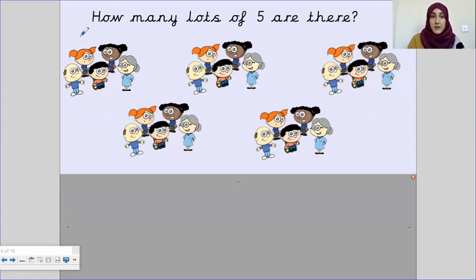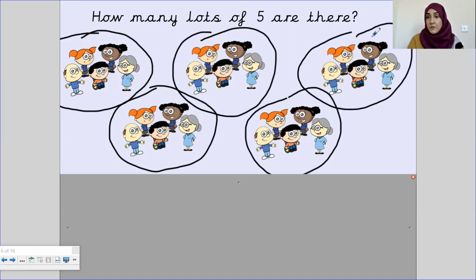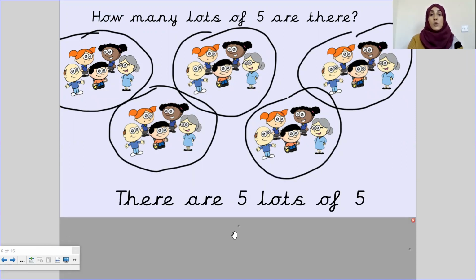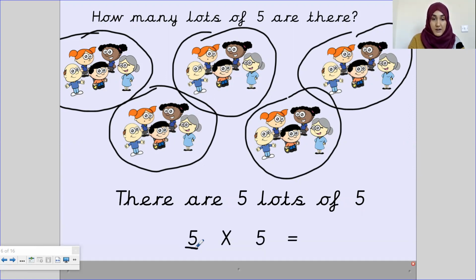Okay, next one. How many lots of 5 are there? So here's 1 lot of 5. Here's a second lot of 5. Here's a third lot of 5. Here's a fourth lot of 5. And here is a 5th lot of 5. Sorry, I'm in the way, you can't see. There you go. There's a 5th lot of 5. So there are 5 lots of 5. The multiplication sentence that we would write is 5, because there are 5 lots, 1, 2, 3, 4, 5. 5 lots of 5 objects equals, let's count in our 5s, 5, 10, 15, 20, 25. Fantastic. 5 multiplied by 5 equals 25.